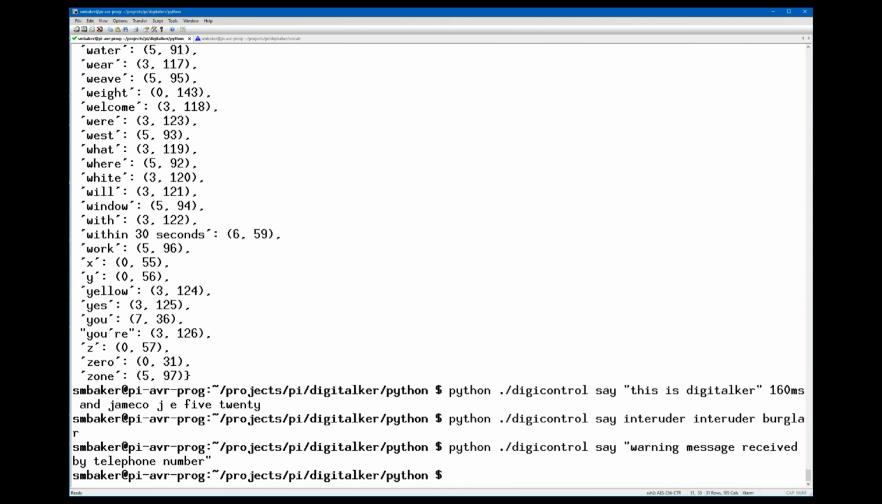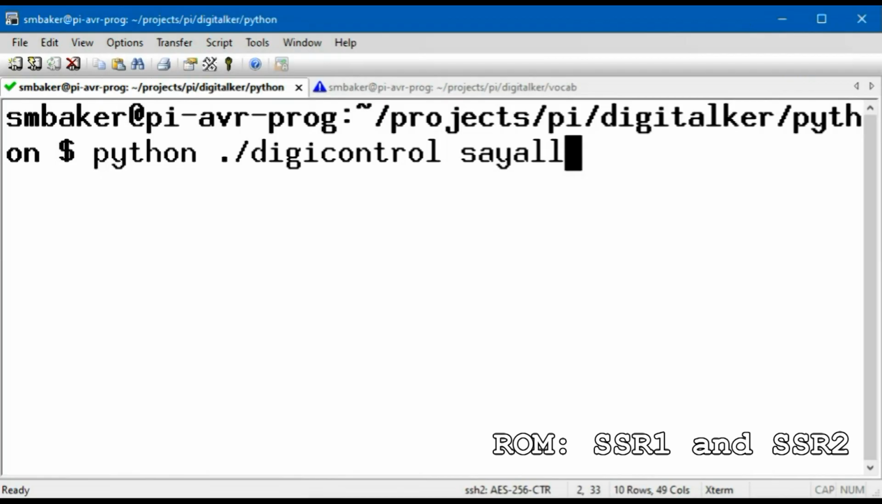So finally, for the remainder of this video, just because I have these ROMs with all of these words, I'm going to tell the speech synthesizer to say every word that I have in the vocabulary.